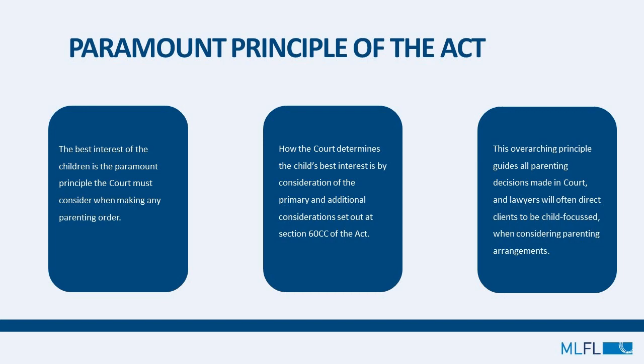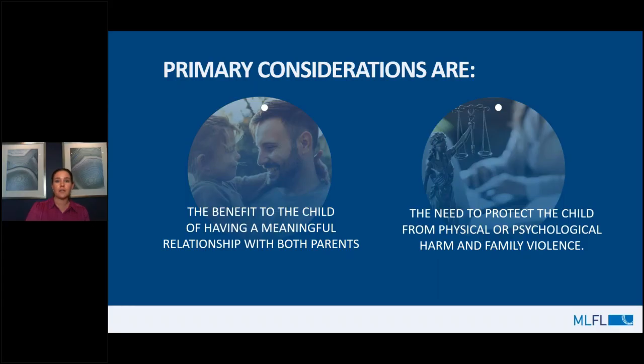So the two primary considerations are the benefit to the child of having a meaningful relationship with both of their parents. Again, you will see there is an overarching consideration of any need to protect the child from physical or psychological harm and family violence. This is the second consideration, but it does take priority. It may not be a benefit to the child to spend time with the other parent, for example, if there are serious risk issues, and the court will take that into account.